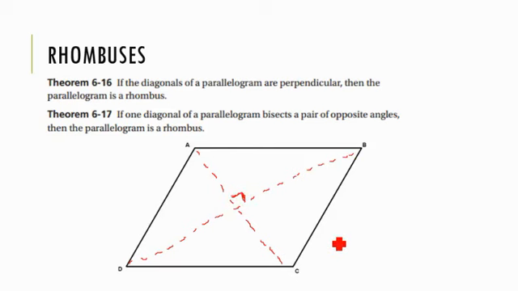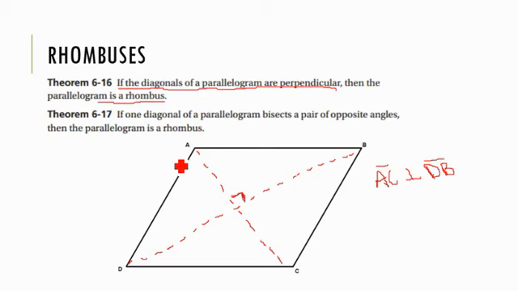We could say that by saying, well, AC is perpendicular to DB, and by this theorem right here, if diagonals of a parallelogram are perpendicular, then the parallelogram is a rhombus. We could say that ABCD is a rhombus.